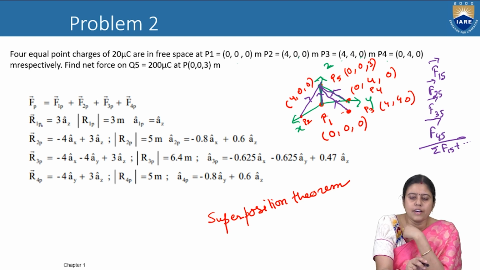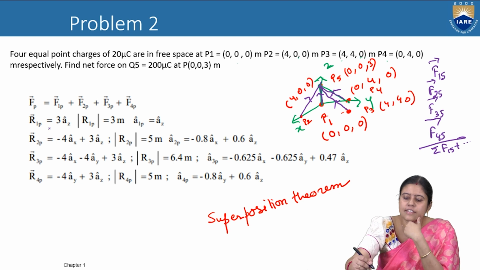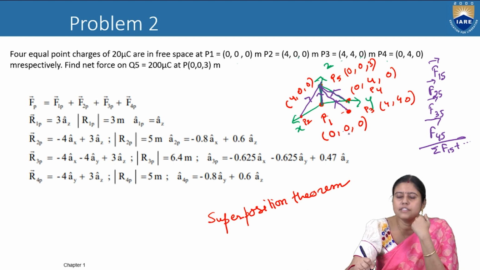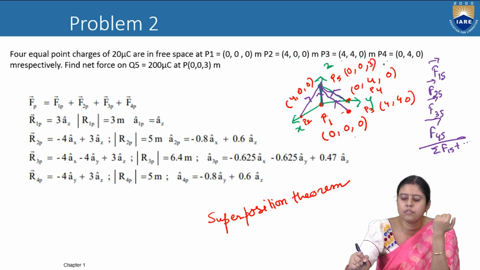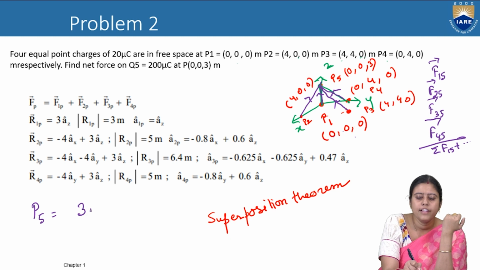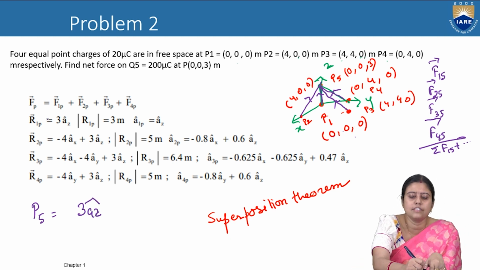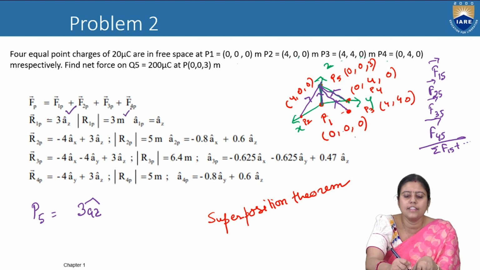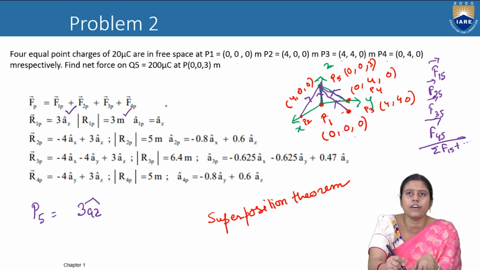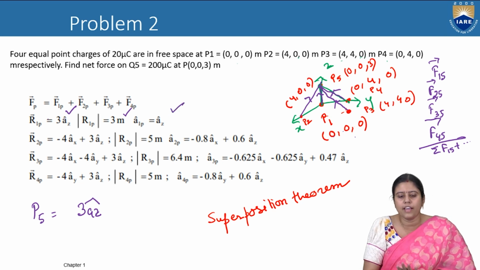So first for R1P or R15, we can calculate what is the distance and what is the unit vector. P1 is 0. The P5 position vector is only 3az. So what is the distance? The distance is 3az, so 3 meter. So what is the unit vector? Unit vector is only az. So the R1P unit vector is only az.